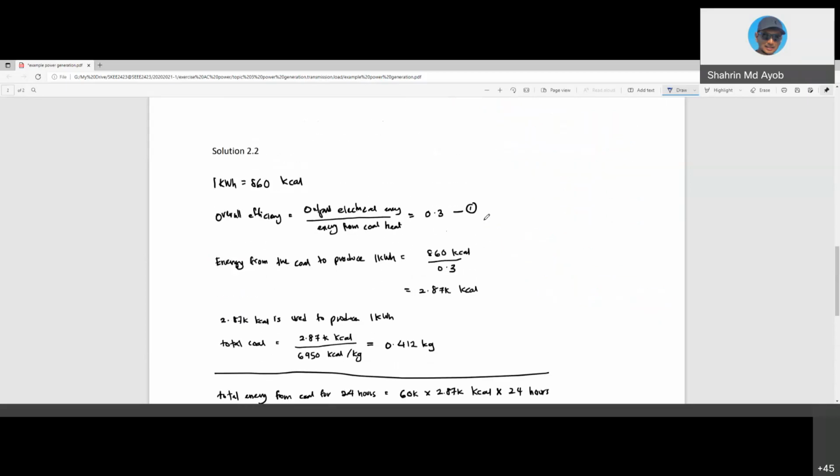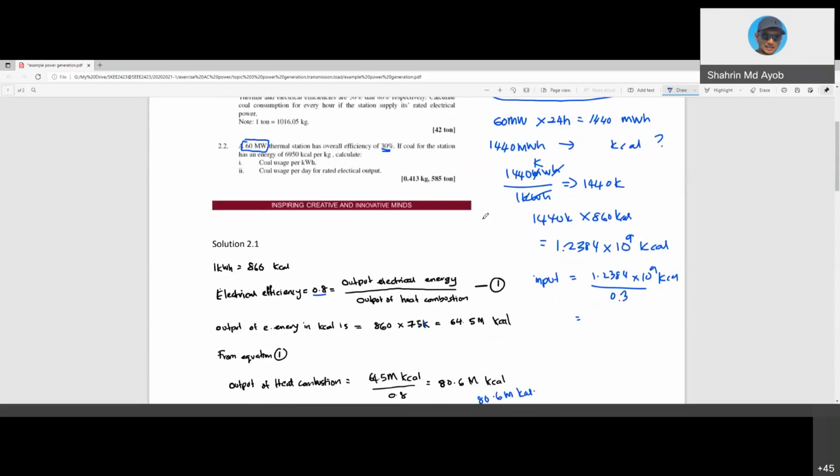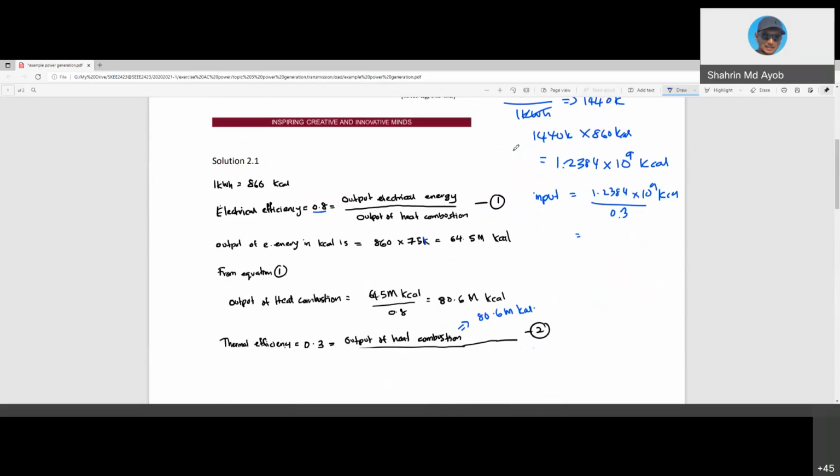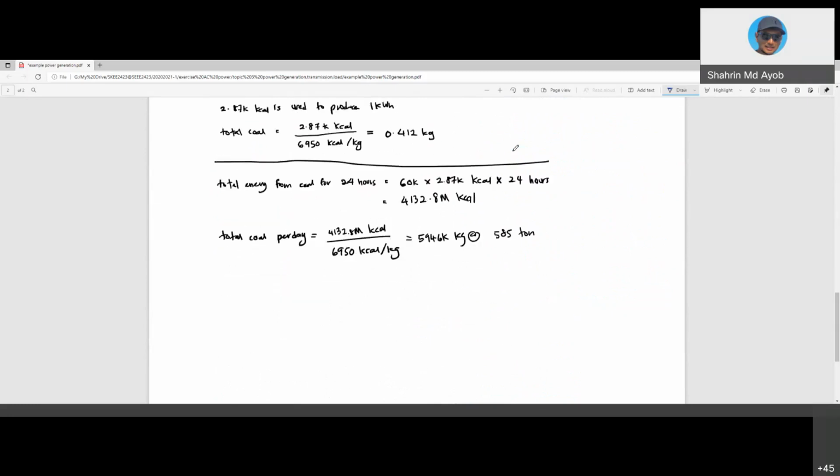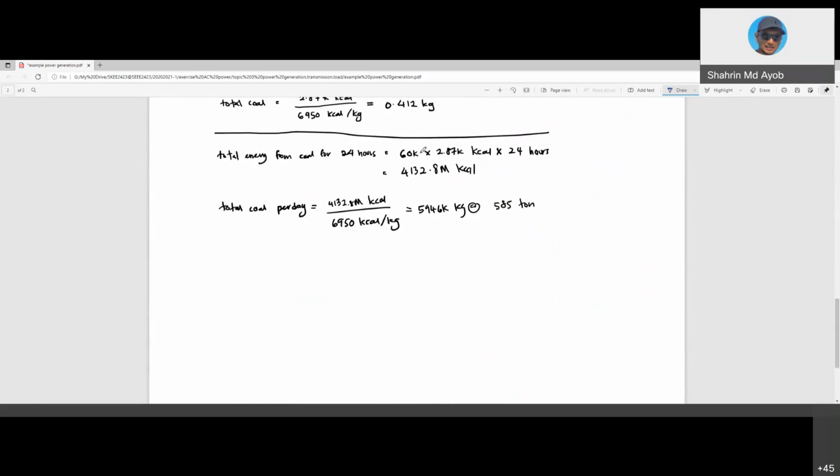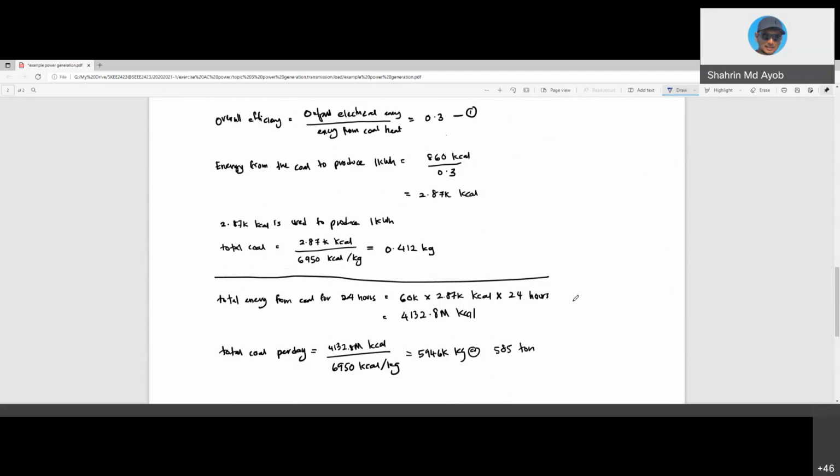Balik pula. This one. Is it correct? This one, 6 mega. Ayolah, 60k lah. Okay, multiply with the answer is 4132. Balik pula. Total energy.